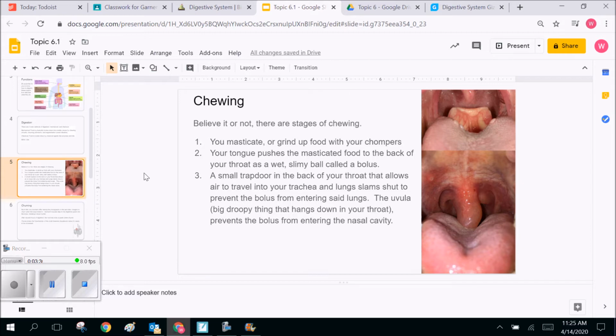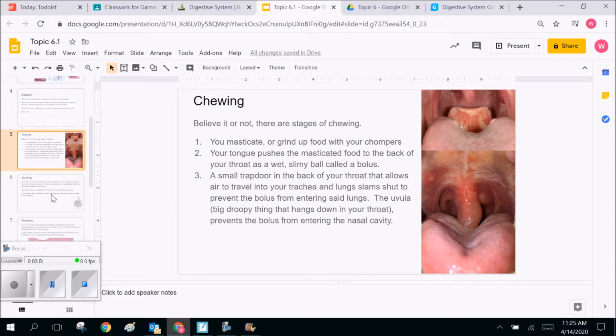What we can see here on the pictures to the right, this is your epiglottis. The small trapdoor is called the epiglottis, in case you're wondering. And this is the uvula, which is that big droopy thing that hangs down in the back of your throat and that you see in every movie scene with an opera singer. And that stops it from going up your nose, because you don't want your bolus going up your nose, you know?